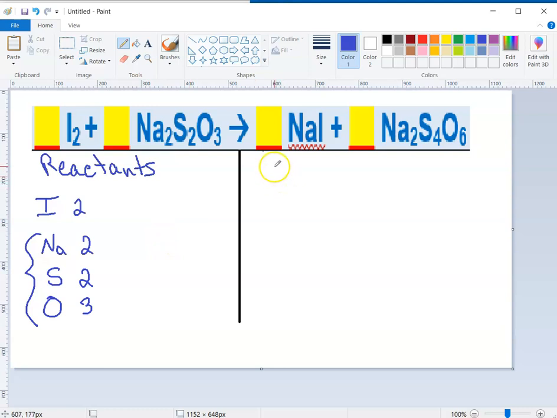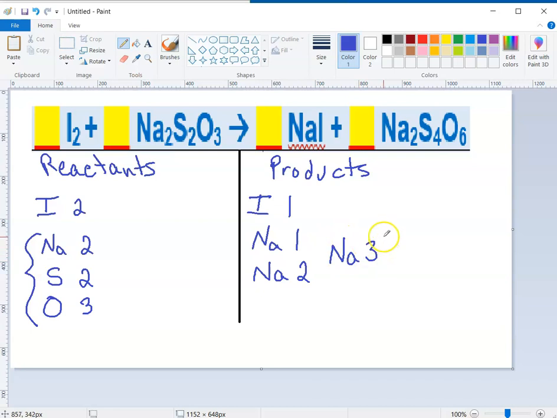Let's look on the other side. This is our product side. And let's do these in the same order. Iodine, right there, there's one. Sodium, and there is one. There's another sodium, and there is two. And the way I do this is I know I have three sodiums, but really I have one in one molecule and two in the other molecule. So I'm actually going to write it like that.